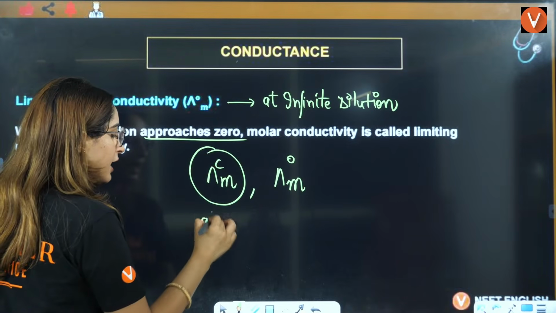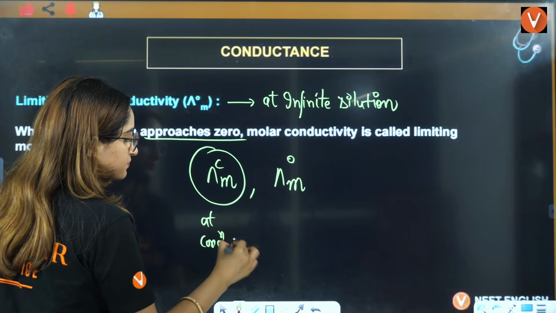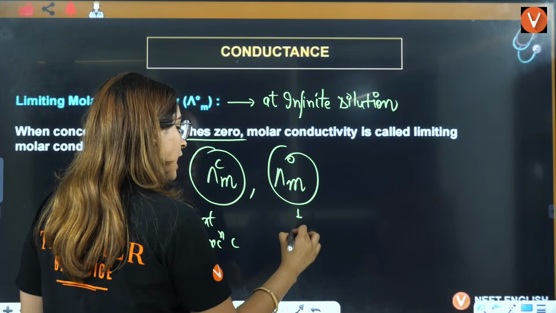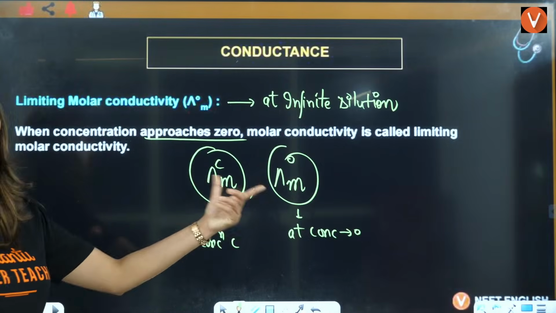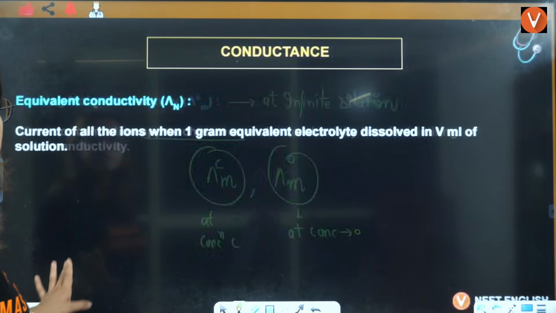What are these two signs? This is at concentration C. This is at concentration 0. Okay, these are the molar conductivity.